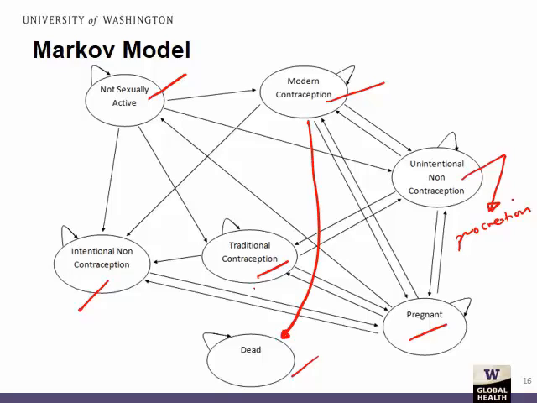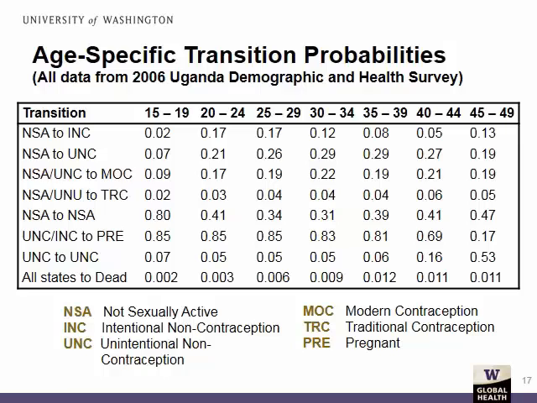So every state has an arrow coming to dead. But we just didn't put it in there to avoid having a very busy figure. And we had age-specific transition probabilities, and we had some transition probabilities that didn't vary by age. But for moving from not sexually active to intentional non-contraception and moving between these states, like unintentional non-contraception to pregnancy, all these were based on DHS data, and they were in 5-year tranches, in different 5-year groups.